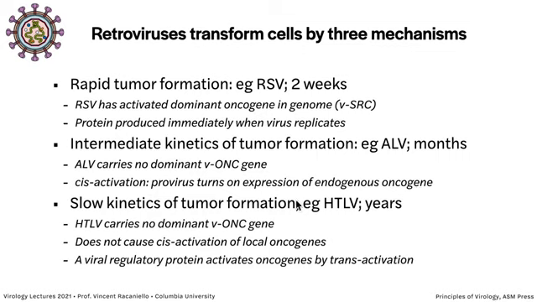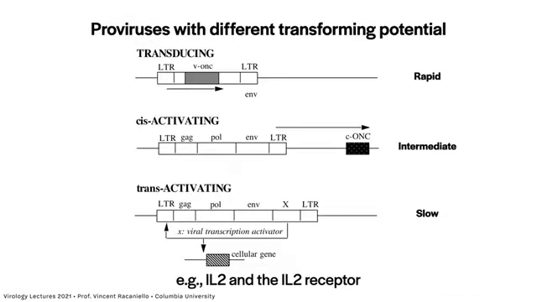And finally, we have viruses that take years to cause tumors, like HTLV, human T cell lymphotropic virus. They don't have an oncogene in them. They don't cause cis activation of local oncogenes, but what they do, these genomes encode regulatory proteins that activate oncogenes by transactivation. So three mechanisms for transforming cells. We've talked mainly about Rous rapid, but I want you to know that there are two others that were subsequently learned or understood by studying other retroviruses.